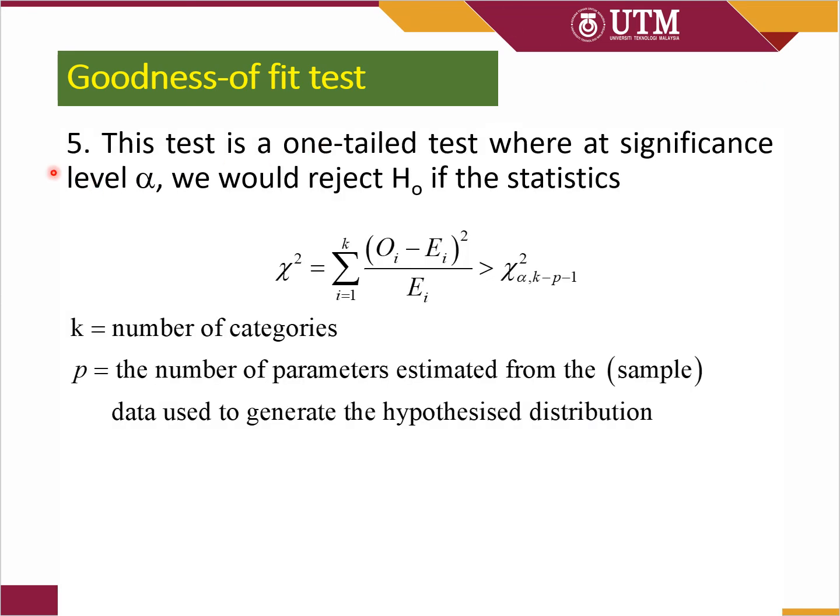This chi-square goodness of fit test is a one-tailed test, where at the significance level of alpha, we will reject H0 if the statistic is greater than the critical value. The critical value that we need to find is chi-square alpha with k minus p minus 1 degrees of freedom, where k is the number of categories and p is the number of parameters estimated from the sample data used to generate the hypothesized distribution.